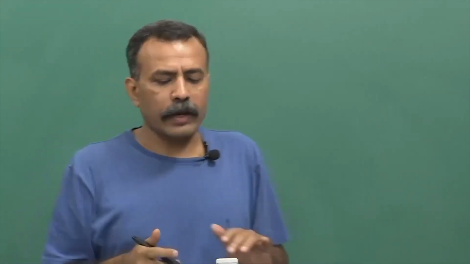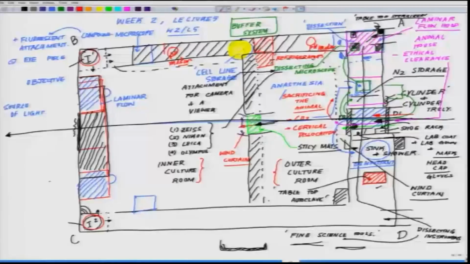Next in that line, apart from the pH meter, will be another instrument which most of the labs I visit from time to time do not carry, but something which is very, very important. That is called an osmometer.